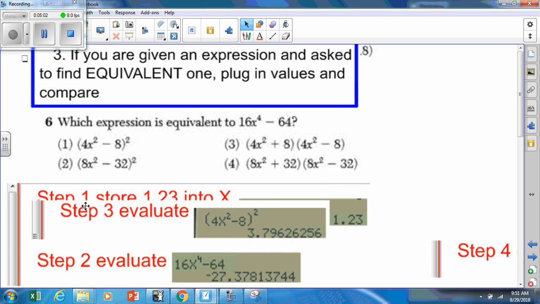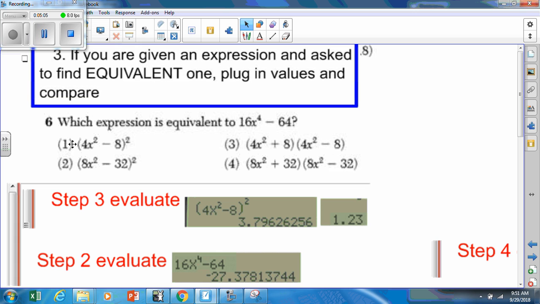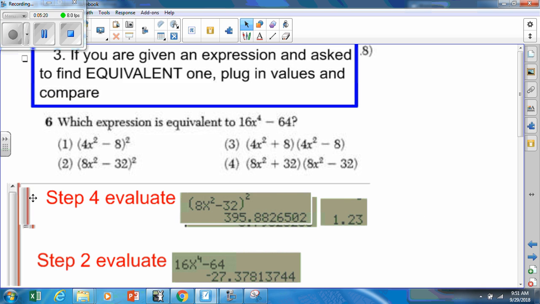Step 4. I'm going to plug this value in: 8x squared minus 32 all squared. And I'm returning 395.88. Again, not the value we're looking for. We're just being very methodical. We're going to take a look at step 5 and step 6 and see what they return.